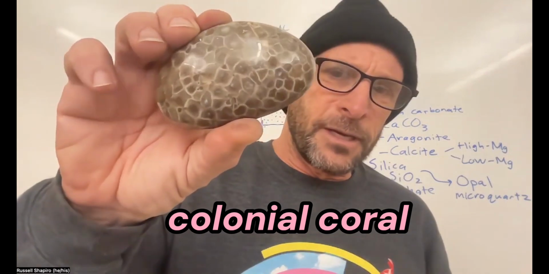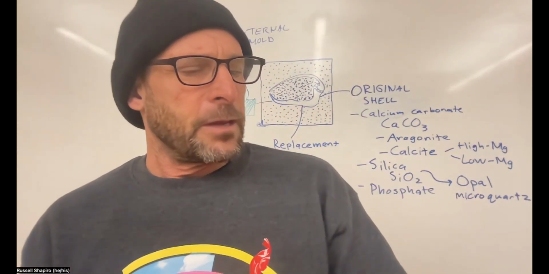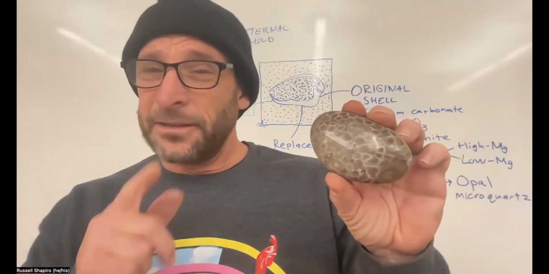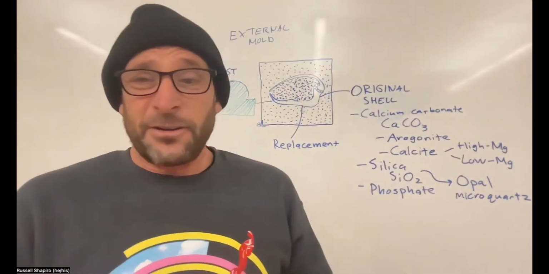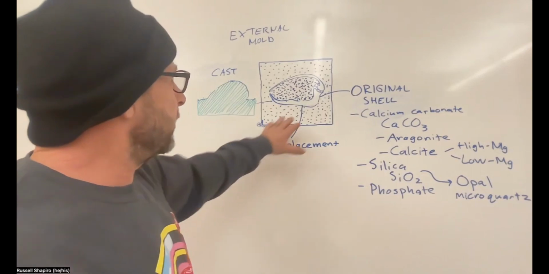Here's another example. This is another coral. It's a colonial coral, a beautiful polished cobble, totally replaced with silica. And again, we know that it was originally made of calcium carbonate. State rock of Michigan, you know what it is. I don't need to tell you, and you can Google it if you don't know and look smart that way. Okay, so that's getting into some of this mineral stuff.